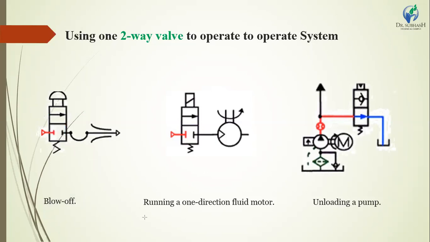The second drawing is the running of a one directional fluid motor. One directional fluid motor means the hydraulic oil passes into the fluid motor and exits to another point. Here the first condition of this drawing is mentioned as a closed condition. Here the drawing is mentioned as closed, meaning oil cannot pass.